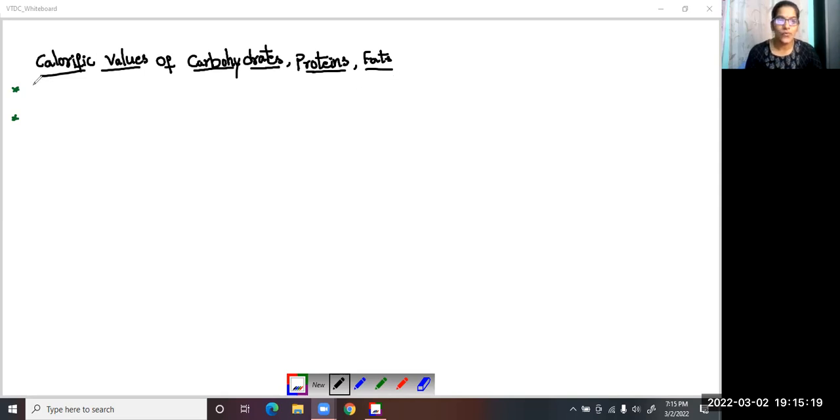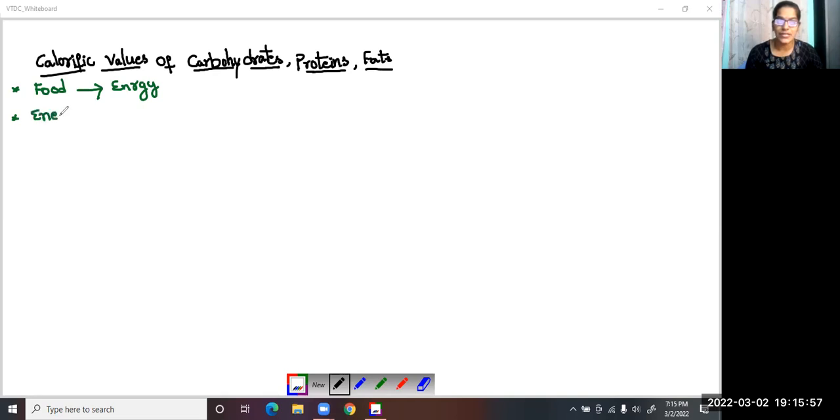Actually, whatever food we take is finally converted into energy. That means the food may have carbohydrates, proteins or fats; whatever we take finally gives us energy. This energy content of the food is measured.